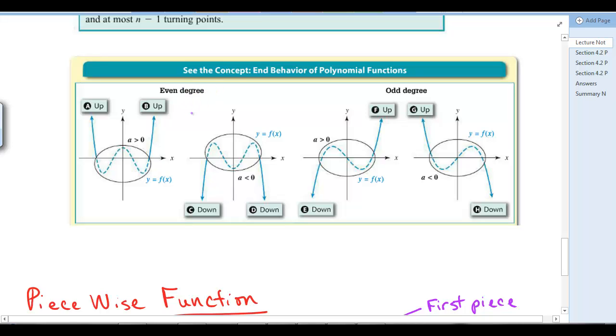Even degree. So n equals 2, 4, 6, 8. If a is positive, it's going to go up on both ends. Not sure what it'll do in the middle, but it's going to go up on the ends. If a is negative, it's going to go down on both ends. Odd degree, 3, 5, 7. If a is positive, it goes down on the left, up on the right. If a is negative, it goes up on the left, down on the right. All right, so that could be helpful for you to just have that chart to refer to.